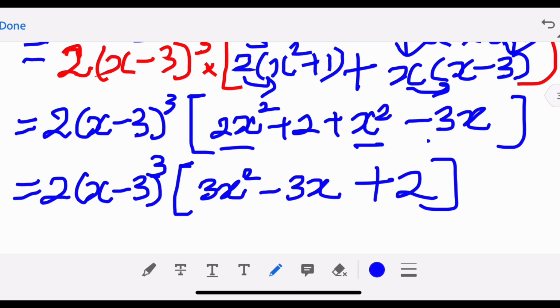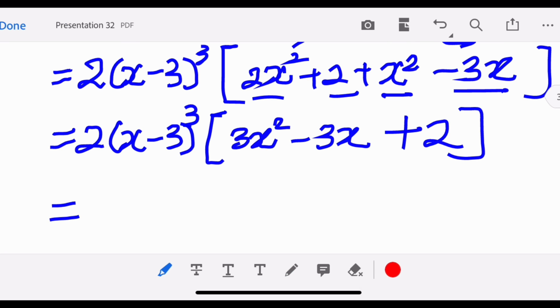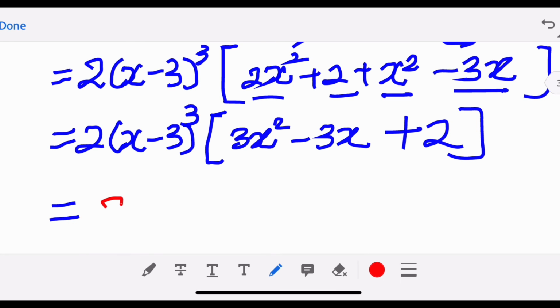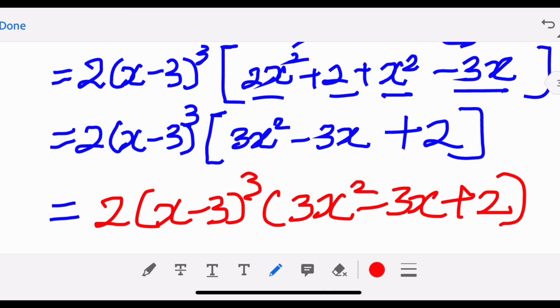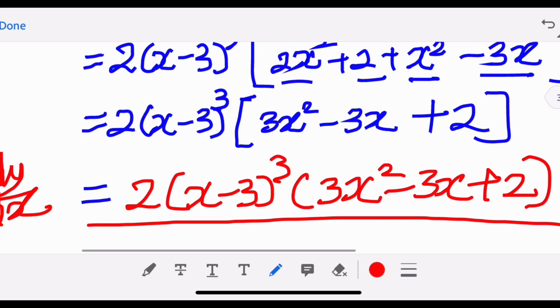Double check 3x squared minus 3x plus 2. So normally the last answer we will write with all the terms multiplied by each other. That's called factorize completely. So in the exam, the answer that will be accepted perfectly is the answer which is completely factorized. Make sure you write your dy/dx here. So this is the final answer after you factorize completely, and you will get full marks.